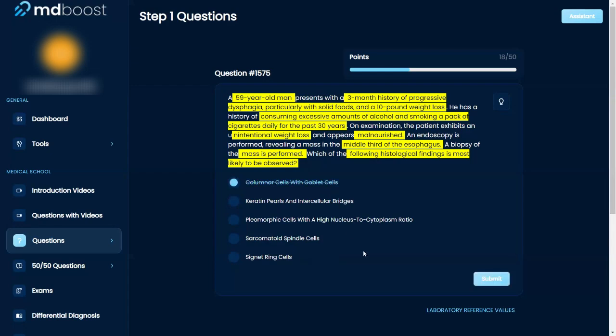I'm going to keep the second and third one. I don't think spindle cells or signet ring cells, because I think signet ring cells were found in the stomach, if I remember correctly. So I'm between keratin pearls, with it being squamous, and pleomorphic cells. But there's no real mention of GERD, so I'm going to go with C, I think. Final answer.